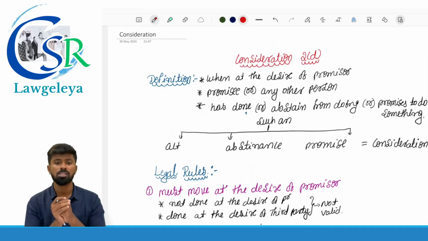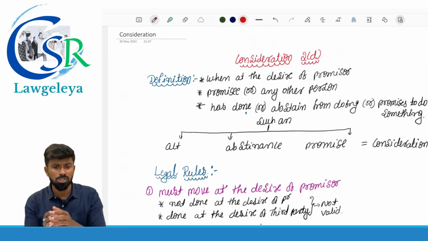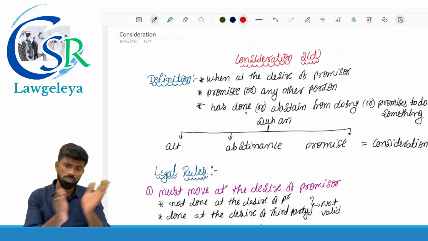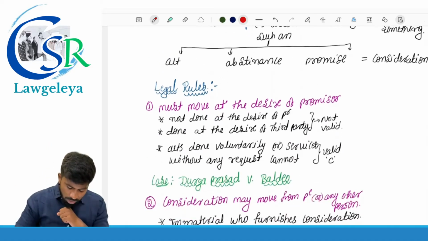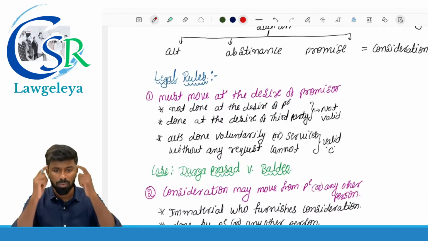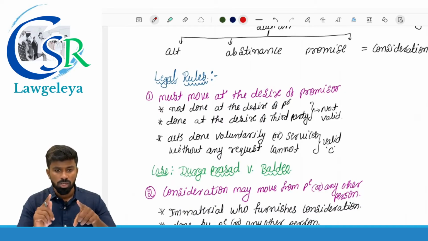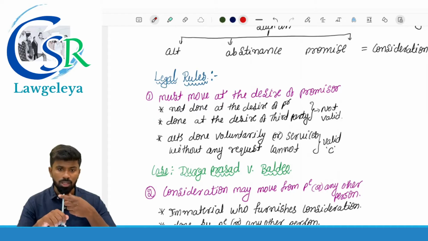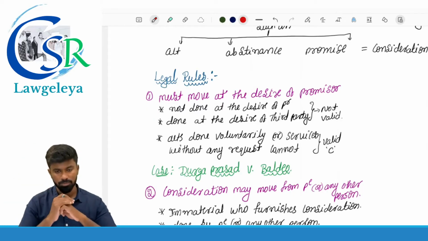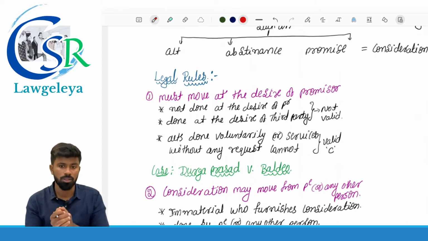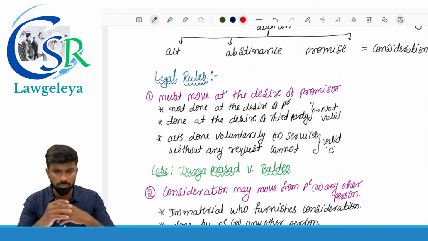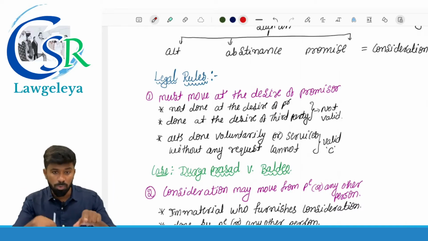In the Misa versus Curie case law, it was held that consideration can be positive, negative, an act, suffering of one person, or disadvantage caused to one person can be consideration to the other person. So based on the definition itself, we have the legal rules of consideration. First one, consideration must move at the desire of the promisor. Remember this keyword. Consideration should be at the desire of whom? Promisor. If it is not done at the desire of the promisor, or if it is done at the desire of a third party, it is not a valid consideration. And acts done voluntarily or services without any request cannot be considered a valid consideration. Both the points should be there in your answer.